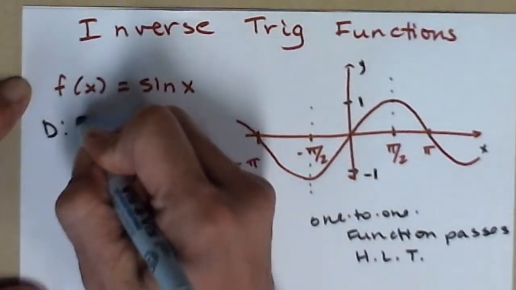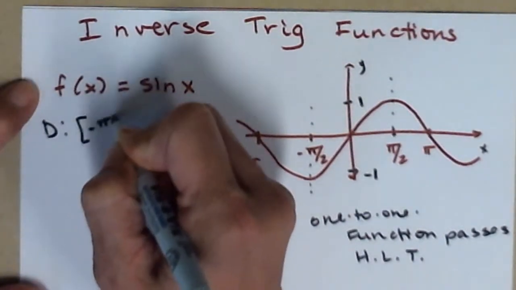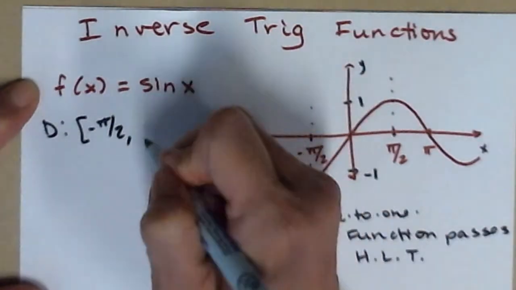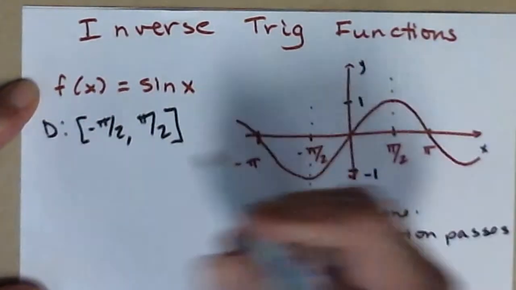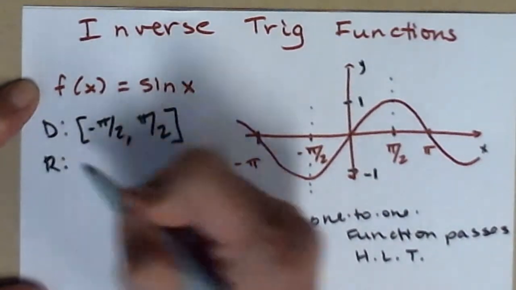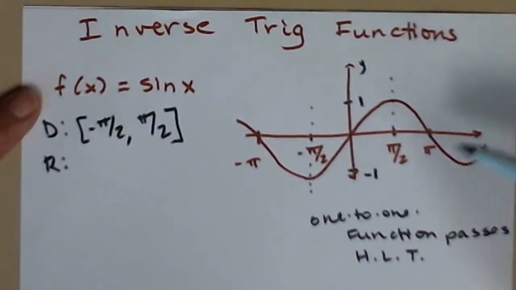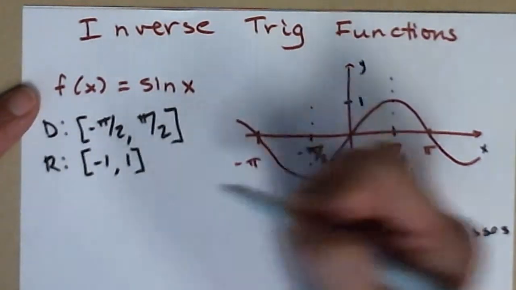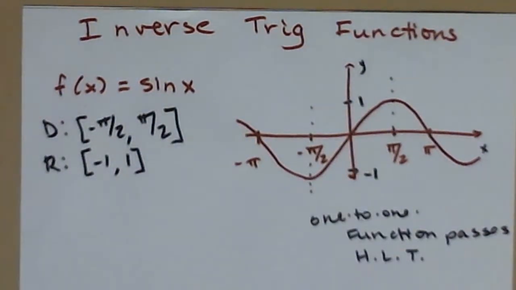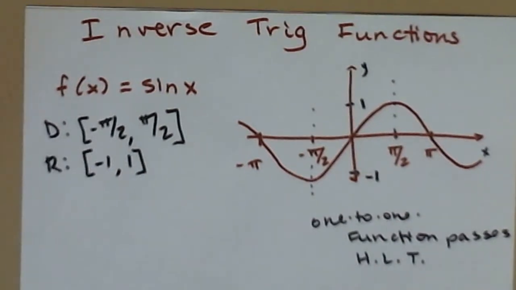So the domain I'll be interested in goes from negative pi halves to pi halves. The range of my original function goes from -1 to 1. And really, in order to find the inverse sine, it's just learning the new notation.